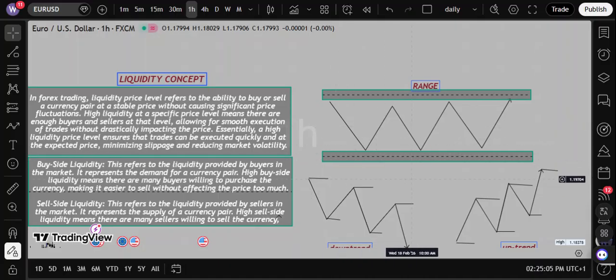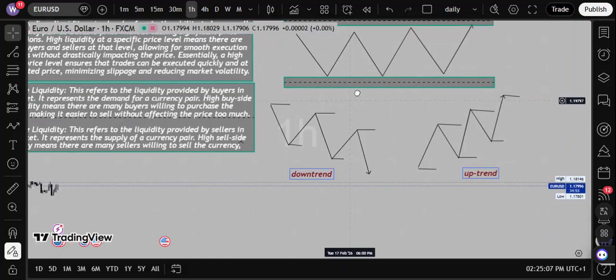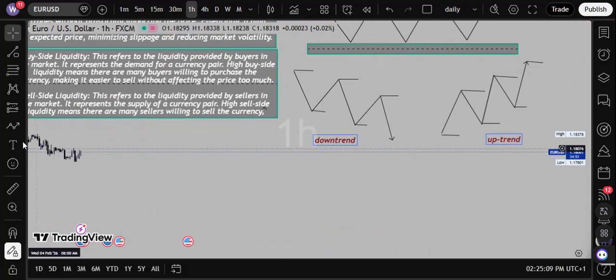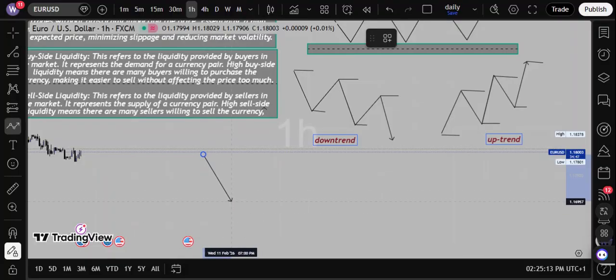So whenever price wants to go upward, we can expect price to play out this way. Let's say you want to have a downtrend like this. We have this, we have this, we have this.